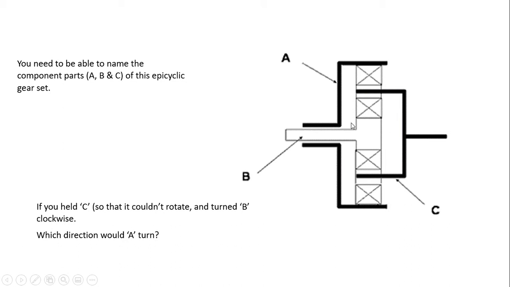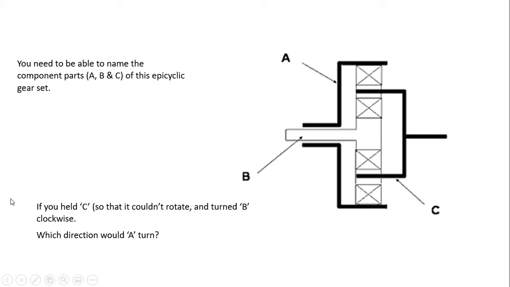So B is the sun gear, C is the planet carrier, and A, which is the component that goes around the outside of this cluster, looks like a ring, so the Americans often call it a ring gear. The other technical name is the annulus. So A is the annulus, B is the sun gear, and C is the planet carrier.